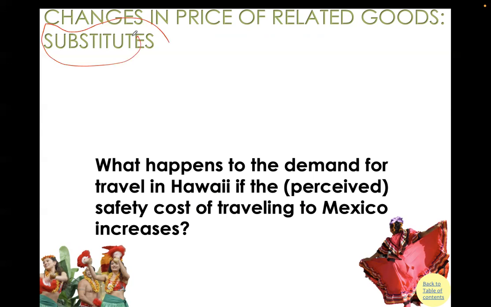In the example, there's a question: what happened to the demand for travel in Hawaii if the cost of traveling to Mexico increases? This is an example to show you what substitutes are. Let me highlight: travel to Hawaii or travel to Mexico. Maybe we need to narrow it a little bit. Focus on the northern part of Mexico, like the coastal area, other than Cancun. All right, so why do we put these two together?